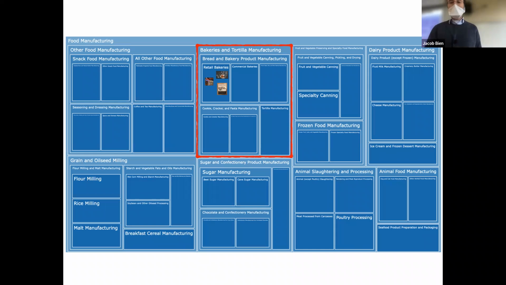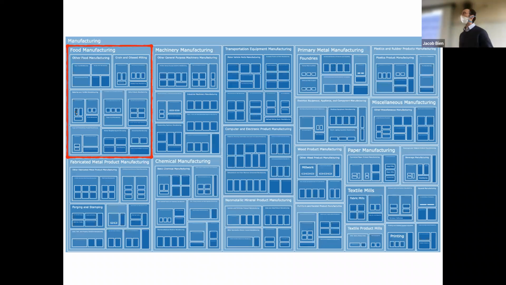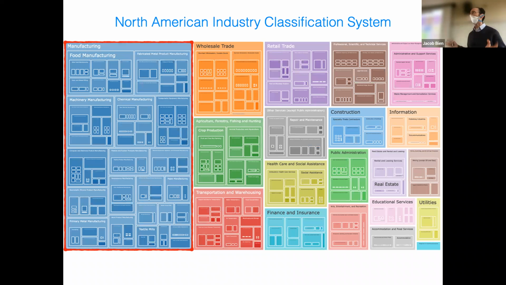And food manufacturing is only one aspect of the economy, of course, right? There's a lot of other kinds of manufacturing, for example machinery manufacturing, or wood product manufacturing, and so on. And why stop at manufacturing? There are of course a lot of other kinds of businesses, like construction and finance and insurance and so on.